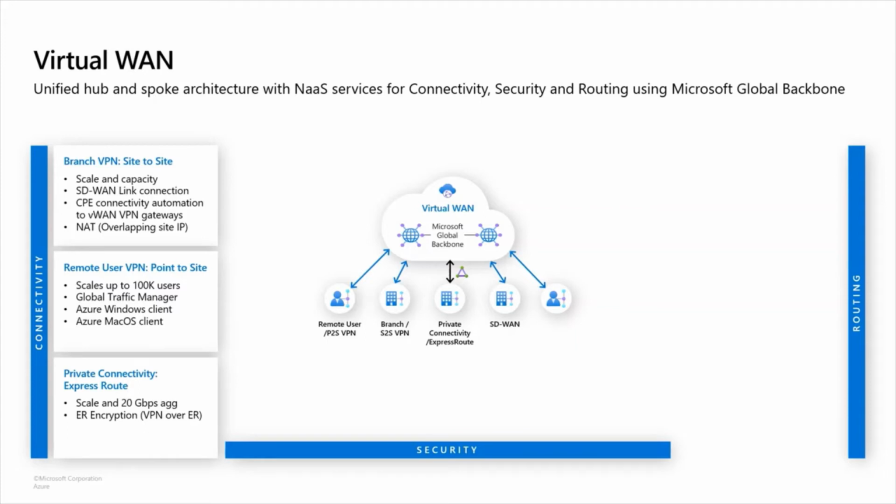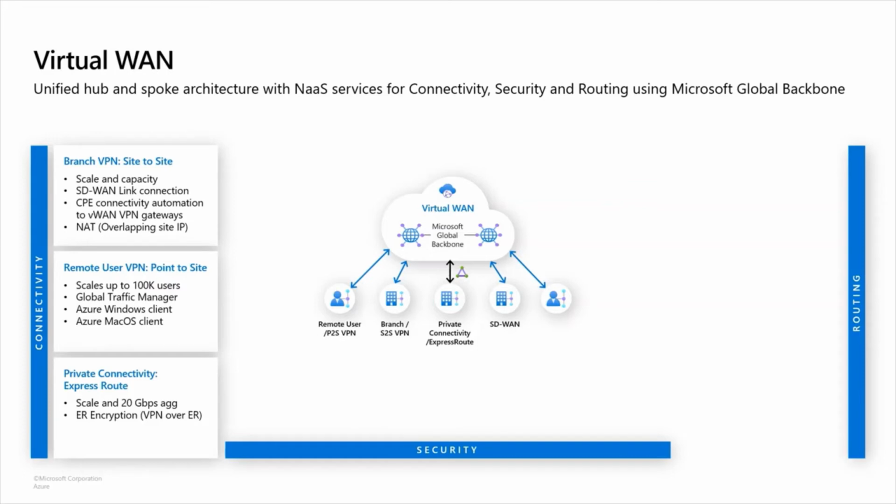And let's say if you had overlapping branch IPs, then you also can enjoy the NAT functionality on the Azure VPN gateway. On the remote user connectivity or the point-to-site VPN gateways, you get scale as well as Global Traffic Manager. So what that means is if your user is, let's say, moving around in the globe, they can just download a global WAN profile and they can connect to any region automatically and access your Azure resources.